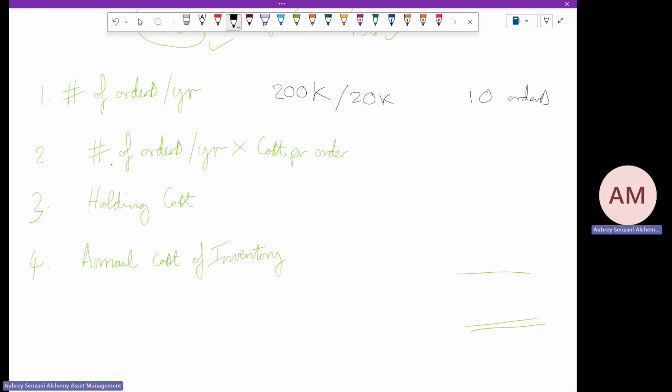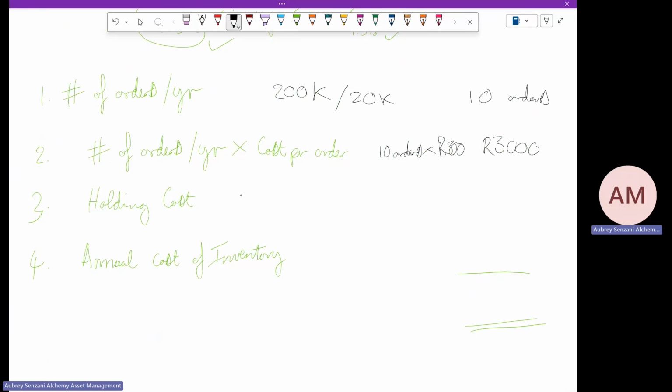Then we are saying number of orders times the cost per order. So we got 10 orders times what is the cost per order? They told us it's how much? 300 Rand. So that then means we are spending 3,000 every year just in terms of ordering our goods.